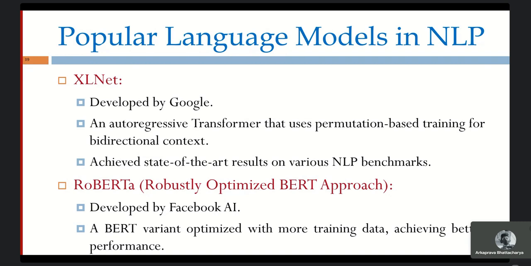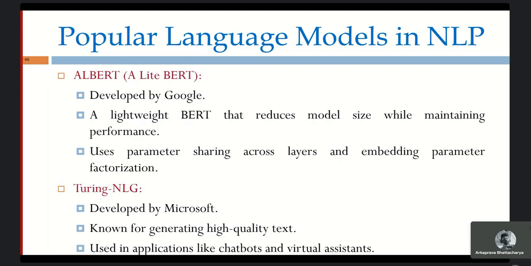RoBERTa is a variant of BERT that uses more extensive training data and optimization in order to achieve better performance. Next, you have ALBERT. You can see this is a light BERT. Then you have Turing NLG. So these are the popular language models in NLP which you can use in order to build your language model.